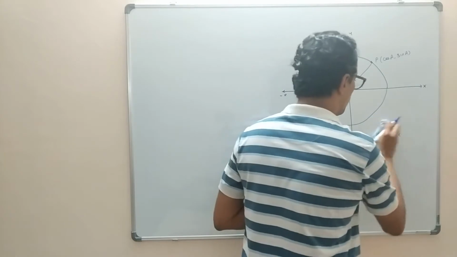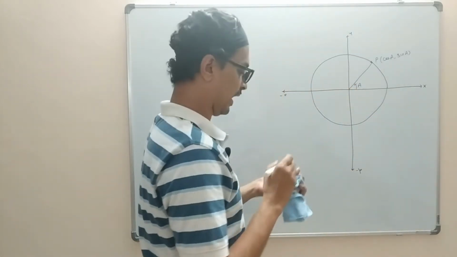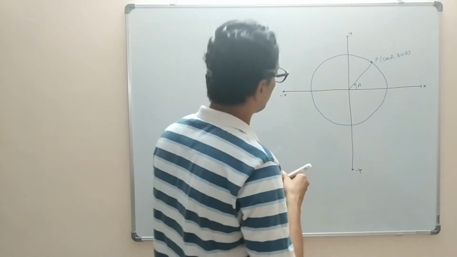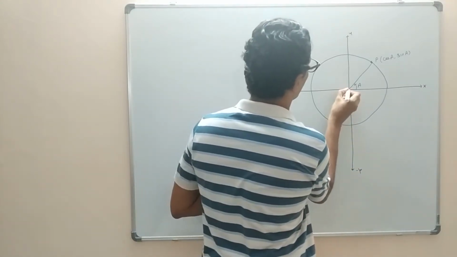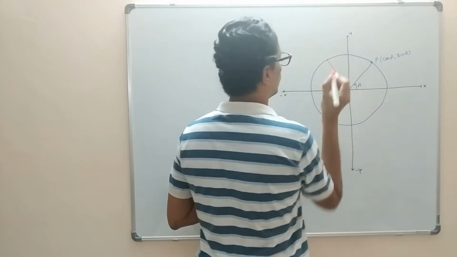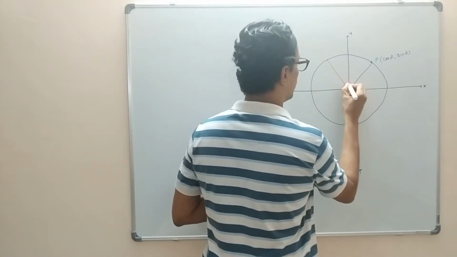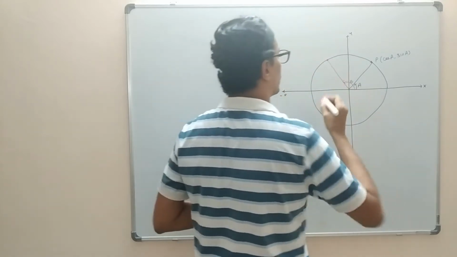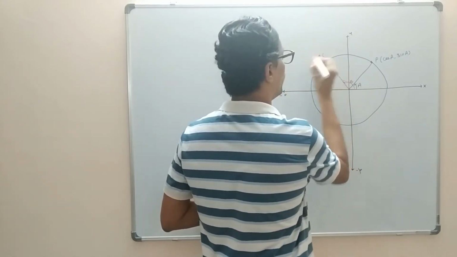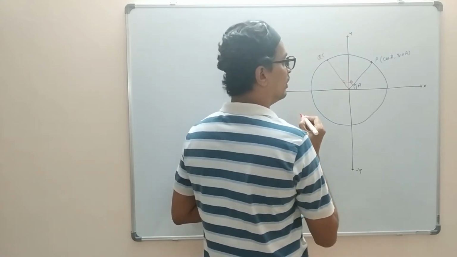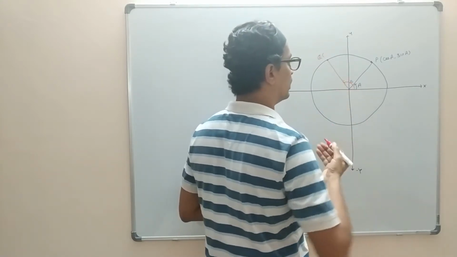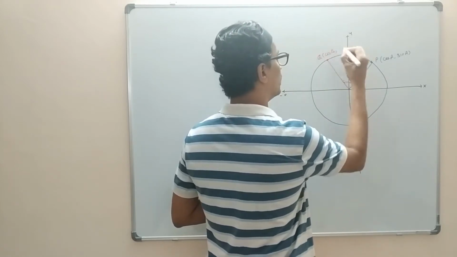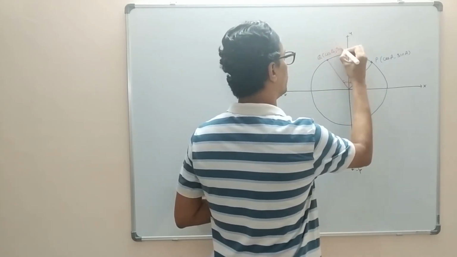Now let me take another angle. I am going to use a different color for that. Let this angle be B. Then let me call this point Q. Q will be x1, y1. What is that in terms of the angle? Q is cos B comma sin B.